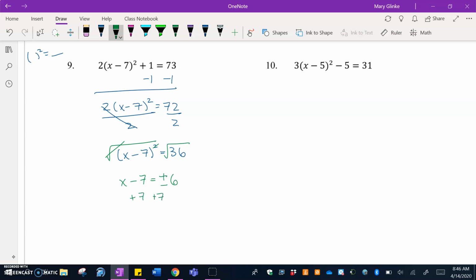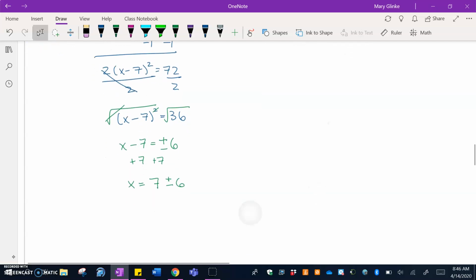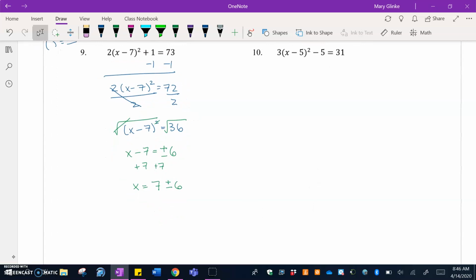Then what we're going to do is we're going to add 7 to both sides. And we're going to write this one like we wrote number 8. We're going to write the 7 out in front, plus and minus 6. Now this one's a little bit different because 7 and 6 are both rational. We actually can add and subtract them.